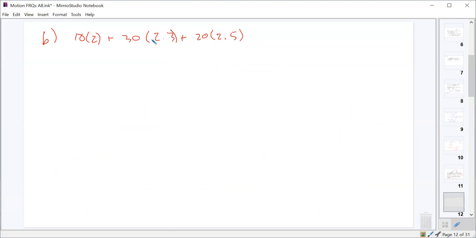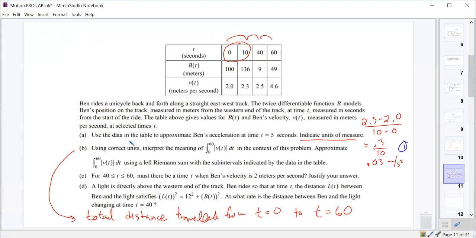And what did that come out to be? Let's see, that's 20... what is that? 139? 139 meters. And I believe it specifically said using correct units. So total distance traveled from t equals 0 to t equals 60. Make sure you write in meters down here, because they say using correct units. Any issues with A or B? Everybody good with this?